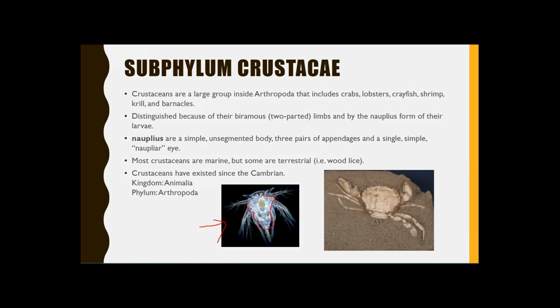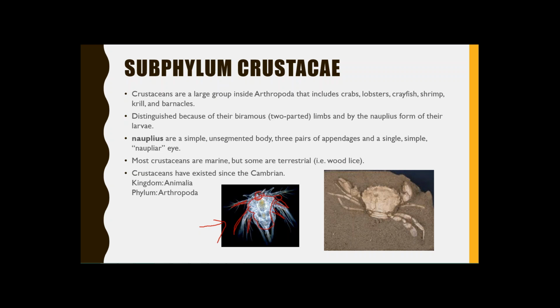It's more like one larger piece. And as they develop, those segments are made more distinct. And they have 3 appendages, meaning they have basically 3 pairs of arms or antennas that stick out. So that's going to be the distinguishing characteristic of this. And when they're small, they only have 1 eye, and we call that the nauplius eye, and it's located right in the middle rather than one on each side.